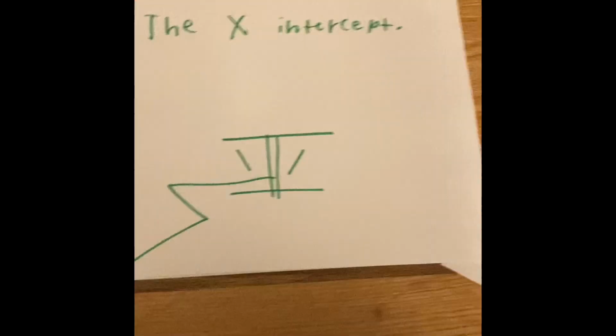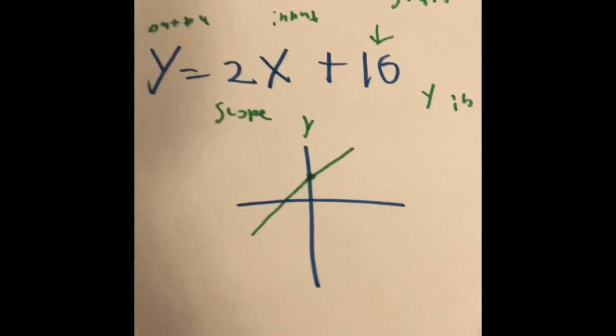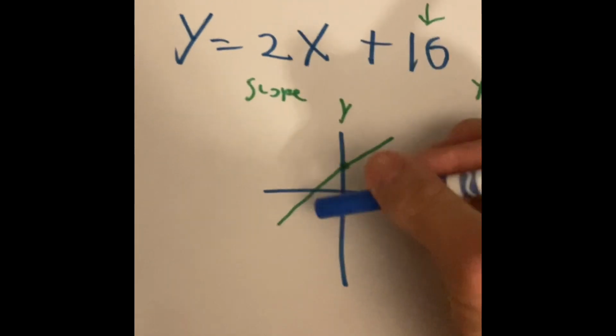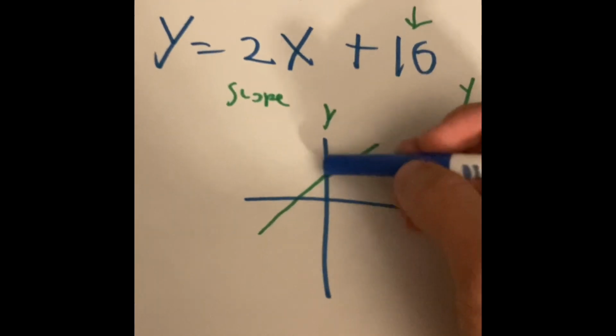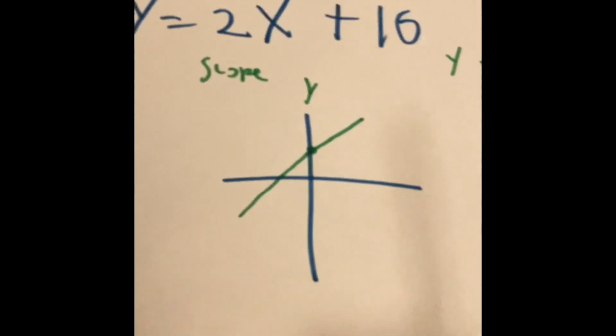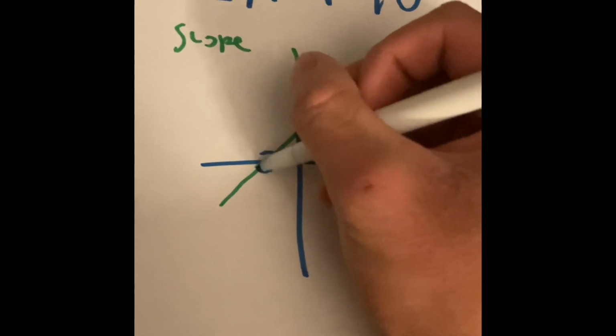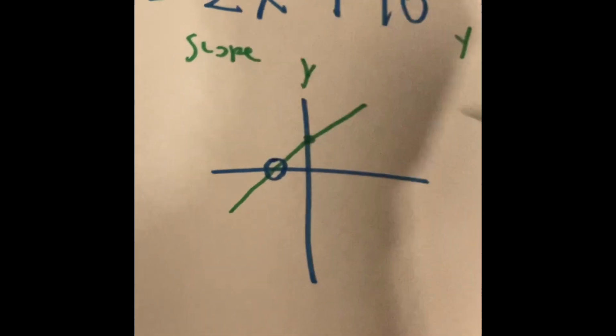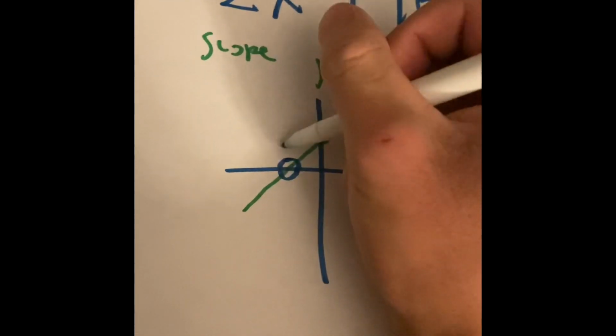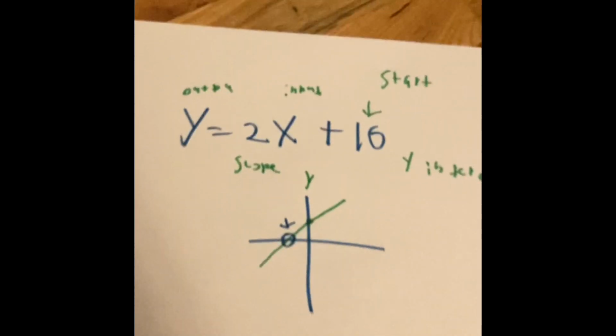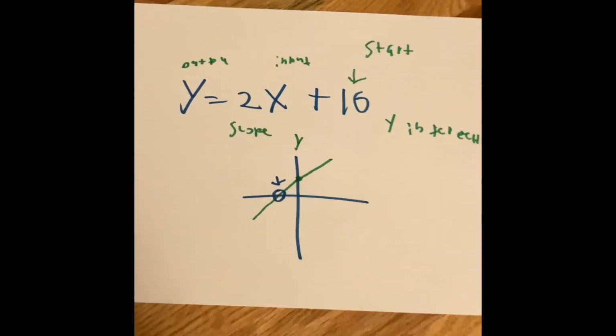But what is the x-intercept? Just like the y-intercept, there's a slope that should be striking through this point and that point. So what we're going to be doing is finding out what this point is. But how do we do it? How do we find that point? Well, here's how we can do it.